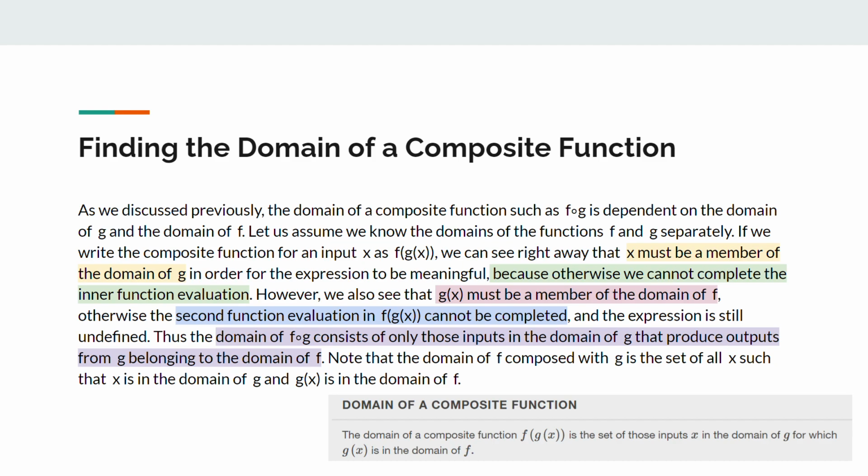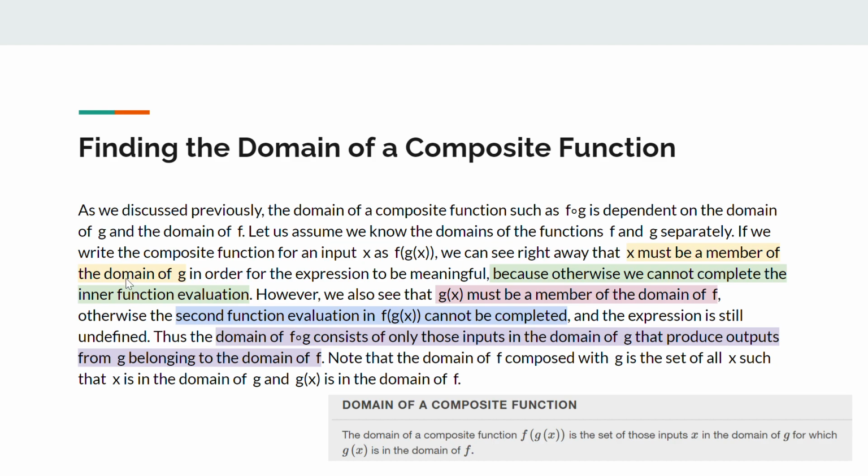However, we also see that g of x must be a member of the domain of f. Otherwise, the second function evaluation in f of g of x cannot be completed, and the expression is still undefined. Thus, the domain of f of g consists of only those inputs in the domain of g that produce outputs from g belonging to the domain of f. Note that the domain of f composed with g is the set of x such that x is in the domain of g and g of x is in the domain of f.